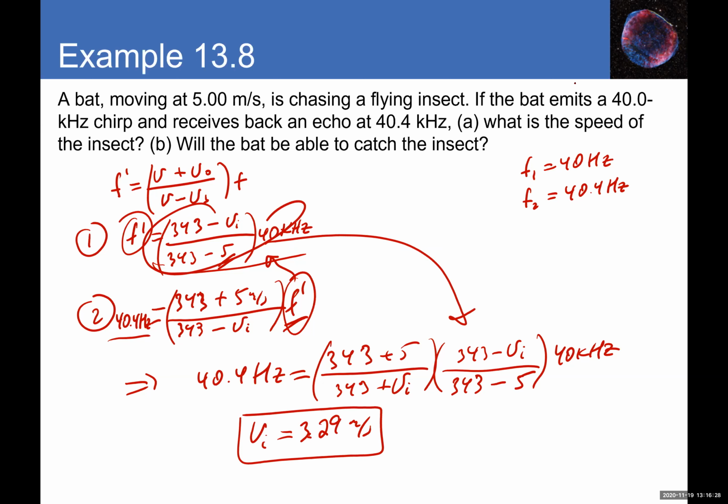And for part B, it says, will the bat be able to catch the insect? Well, one thing we can see is that the bat is moving at 5 meters per second and the insect is only moving at 3.29 meters per second. So definitely it will be able to catch it, because it is moving roughly 1.7 meters per second faster than the insect. So eventually it will be able to catch the insect. All right, so that's basically the answer for that. So for B, you can say yes, it will be able to catch the insect. All right, so this concludes chapter 13.